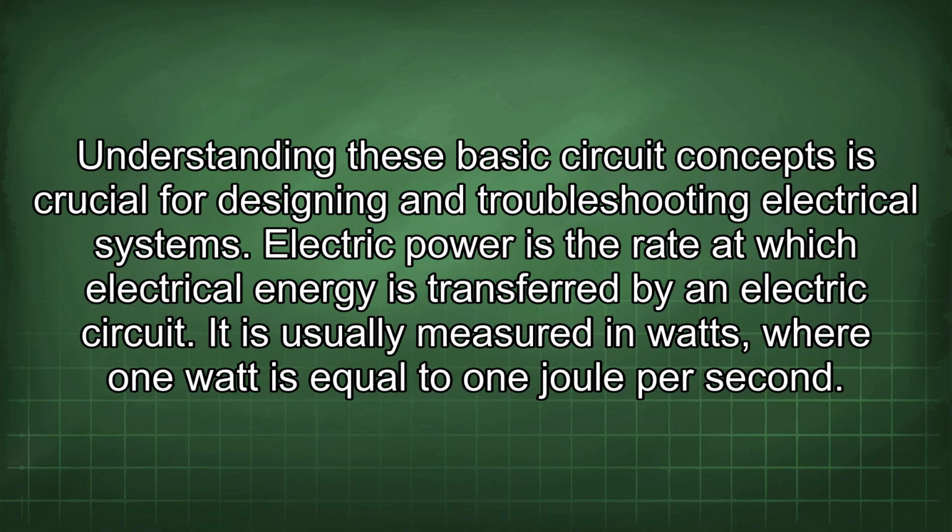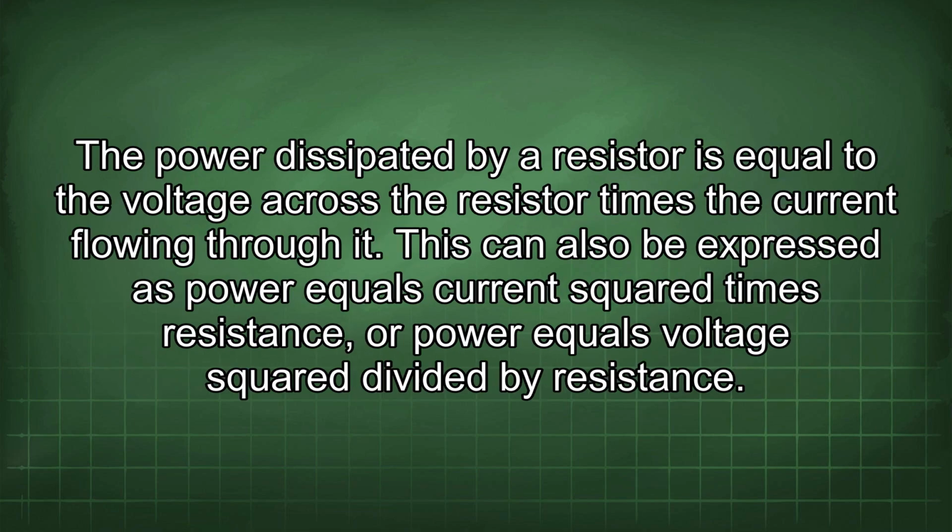Electric power is the rate at which electrical energy is transferred by an electric circuit. It is usually measured in watts, where 1 watt is equal to 1 joule per second. The power dissipated by a resistor is equal to the voltage across the resistor times the current flowing through it. This can also be expressed as power equals current squared times resistance, or power equals voltage squared divided by resistance.